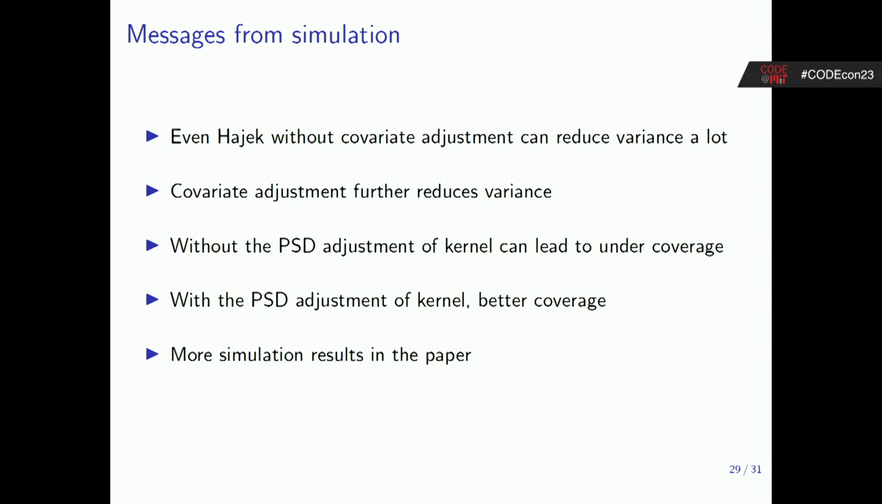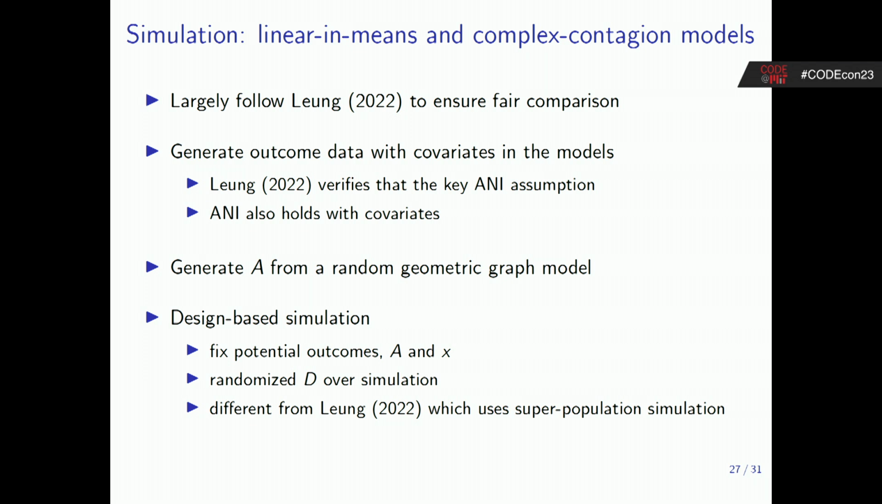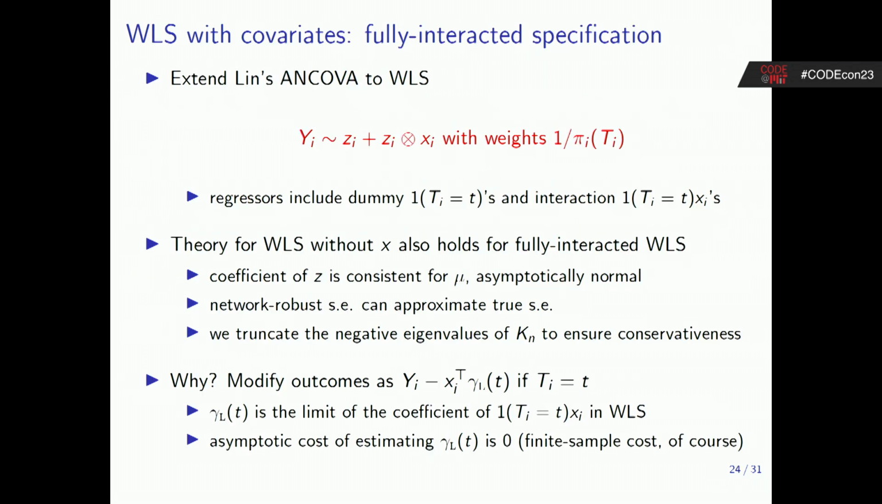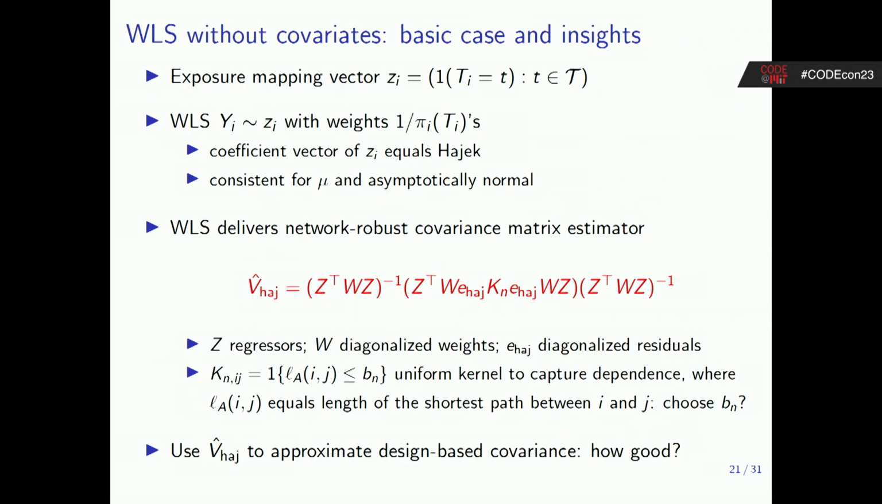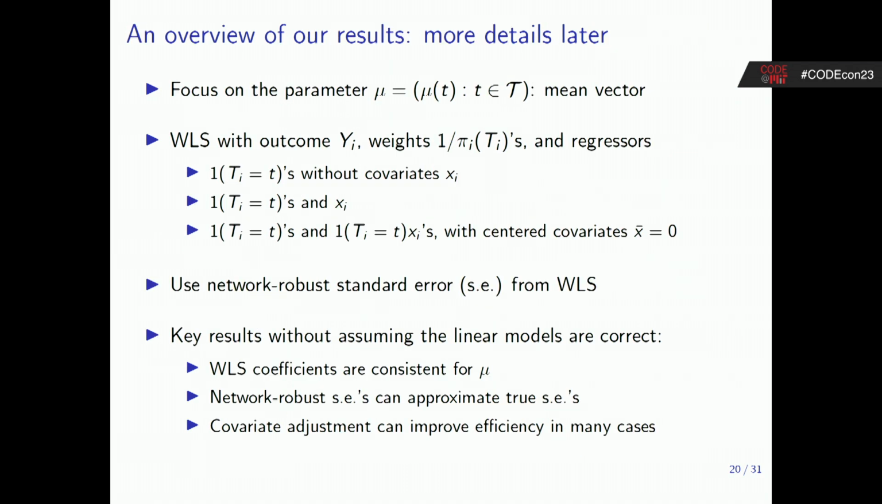The conclusion is that even the Hajek estimator without covariate adjustment improves the variance a lot, and covariate adjustment can further reduce variance. Without the adjustment of the kernel matrix, we don't have a positive semi-definite variance estimator. It can give you undercovered confidence intervals. If you do this adjustment, at least in simulation, we observe much better coverage. You can see our results in the paper. But I hope the method is simple enough. The method is here. Okay, that's all for my talk.